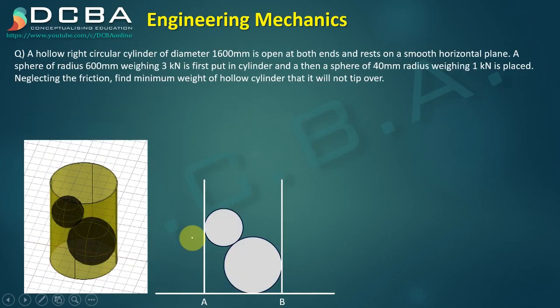Let us solve one more numerical. A hollow right circular cylinder of diameter 1600 mm is open at both ends and rests on a smooth horizontal plane. A sphere of radius 600 mm weighing 3 kN is first put in the cylinder. So this is your 3 kN sphere, and then we have this 1 kN sphere. Neglecting the friction, find the minimum weight of the hollow cylinder so that it will not tip over.